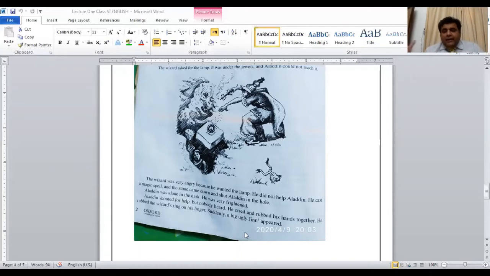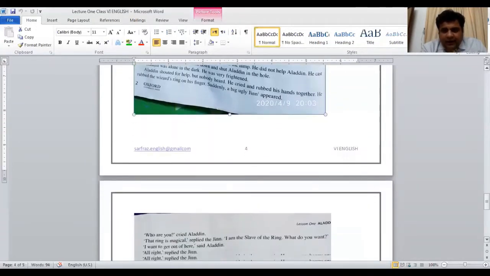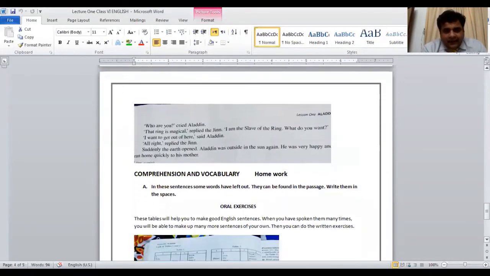Suddenly a big ugly jinn appeared. A jinn is a kind of spirit. A jinn appeared before Aladdin. "Who are you?" cried Aladdin. Aladdin became very frightened, wondering who he was. "That ring is magical," replied the jinn. The jinn said that the ring which you have is magical. "I am the slave of that ring." Slave means a kind of servant, you can say.